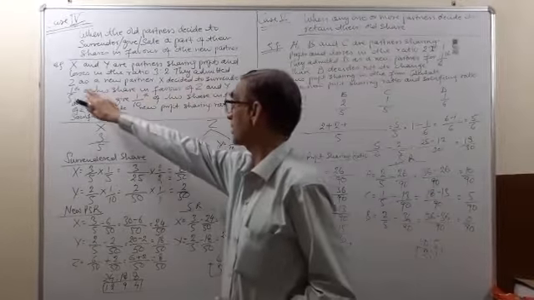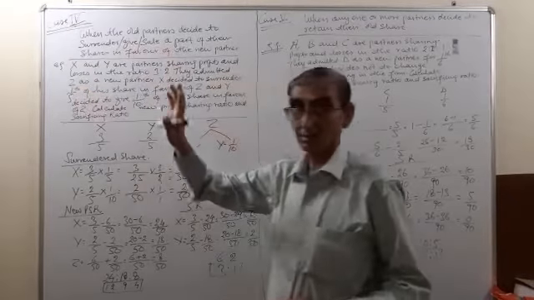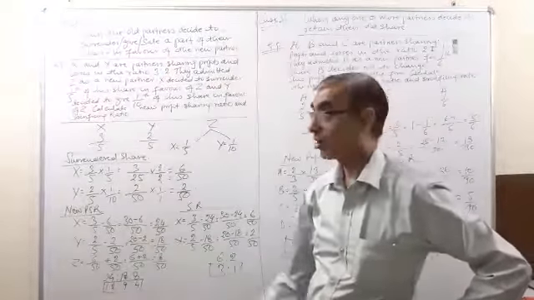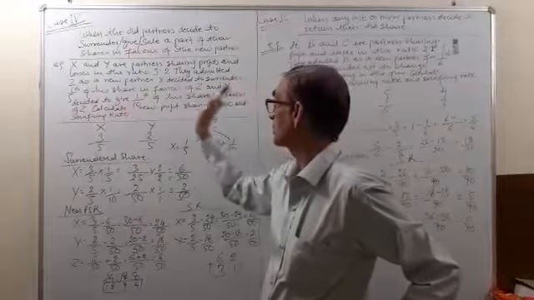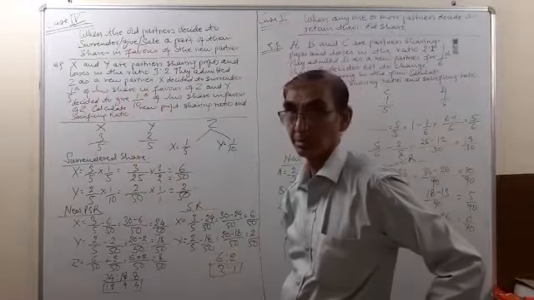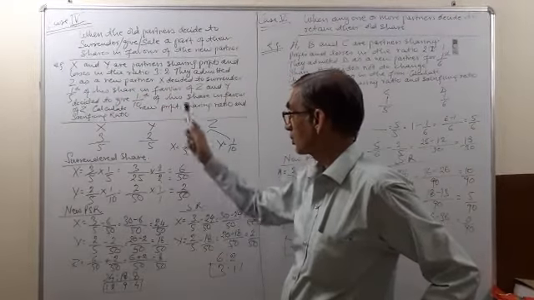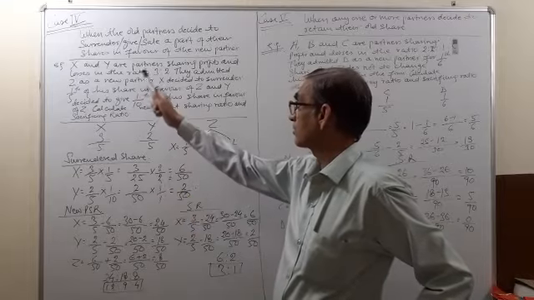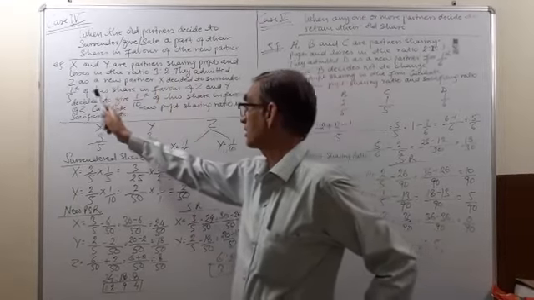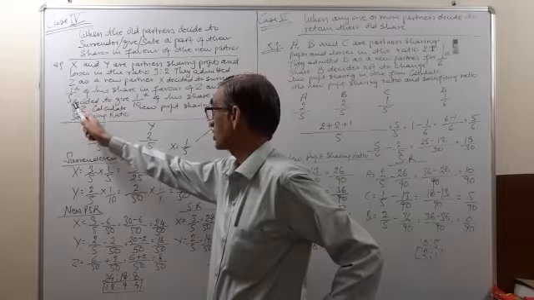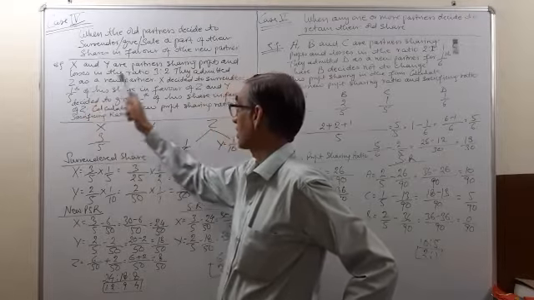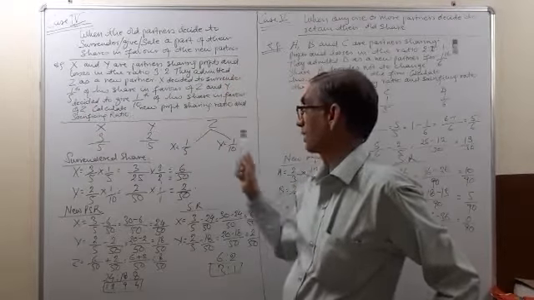Nothing is mentioned regarding the share of the new partner. Nothing is given about how much share the new partner is admitted for. So over here we will calculate the fraction of the surrender share of the old partners.